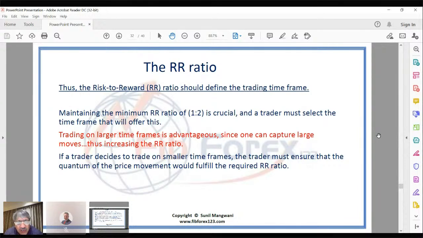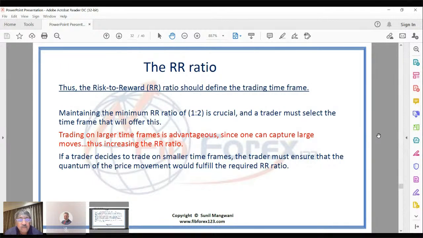But if you decide to trade on smaller term time frames, my advice has always been ensure that the quantum of the price movement fulfills this minimum risk to reward ratio 1 is to 2. Only then your account will grow. Whatever instrument you select, whatever time frame you select, if you are not getting a risk to reward ratio 1 is to 2, my advice is do not trade it, because you're just wasting your time. You're literally donating money to the market.